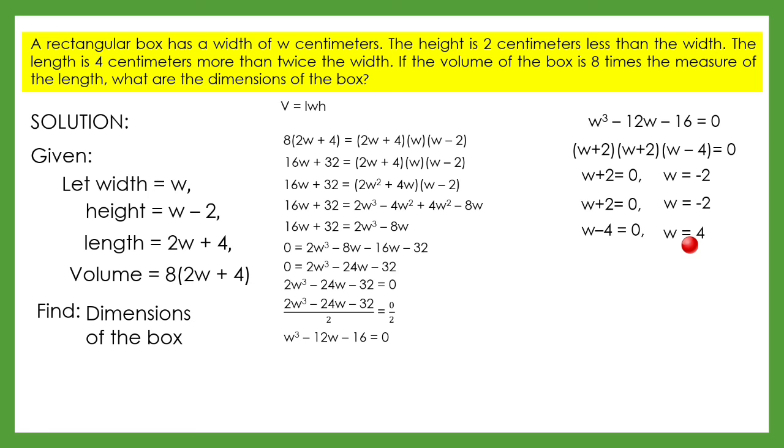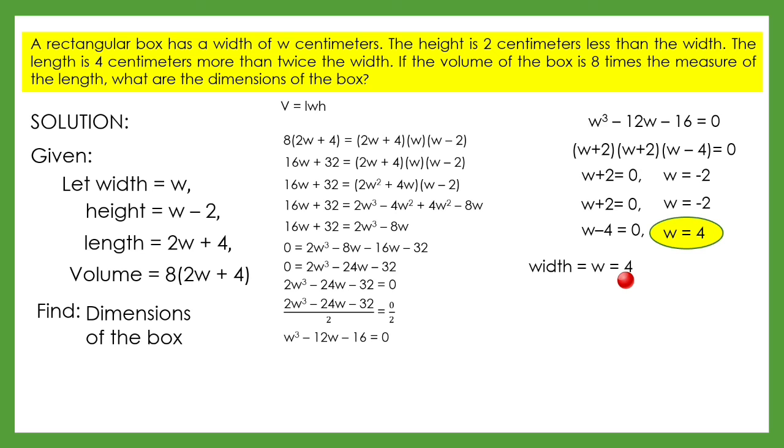Since ang hinahanap ay dimensions of the box, so, i-reject natin yung mga negative. So, ang kukunin natin yung positive, which is 4. So, W equals 4. So, nakuha na natin yung W, which is width. So, we have W or width equals 4.